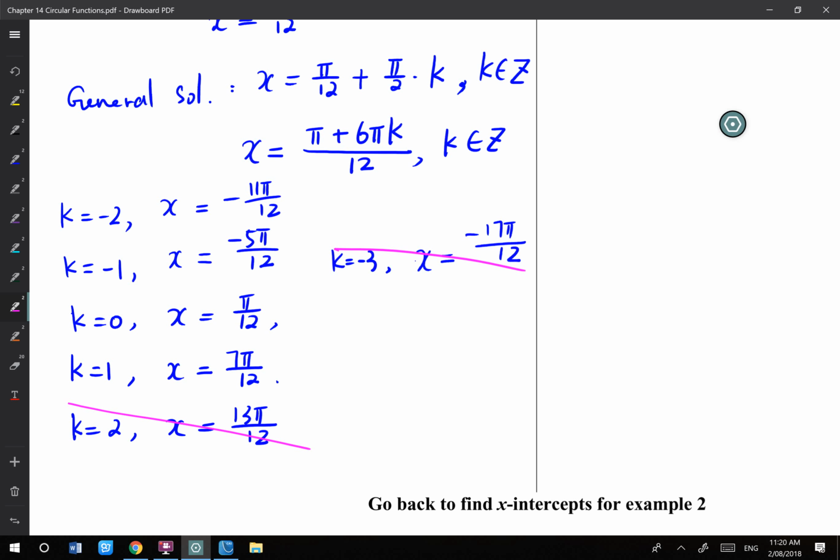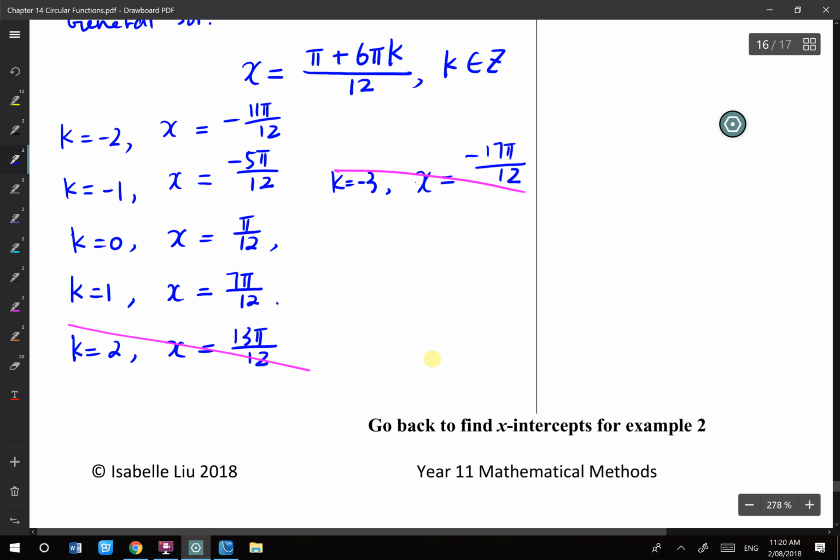Okay, so our answer is x equals to -11 pi over 12, -5 pi over 12, pi over 12, and 7 pi over 12.